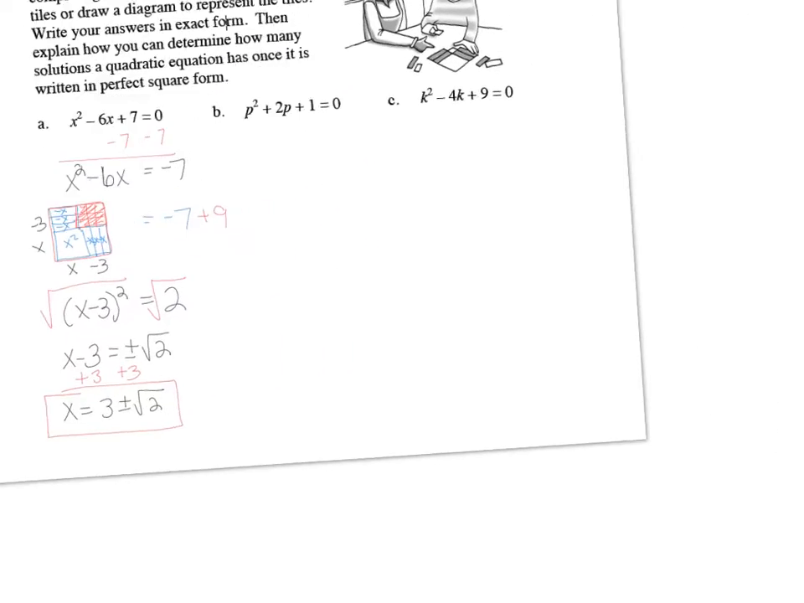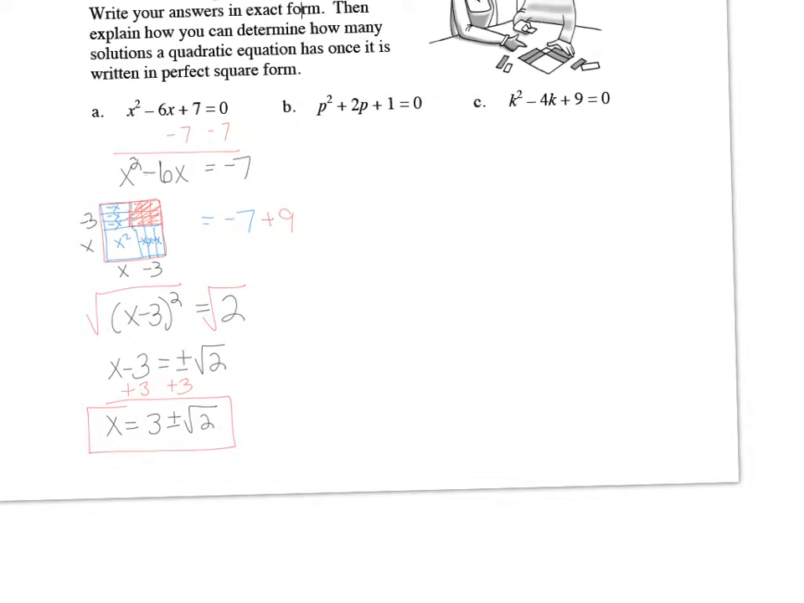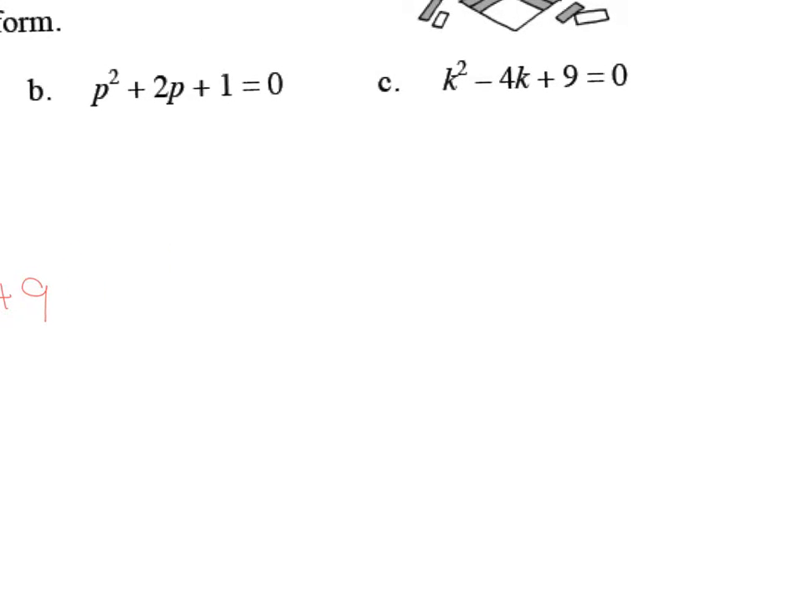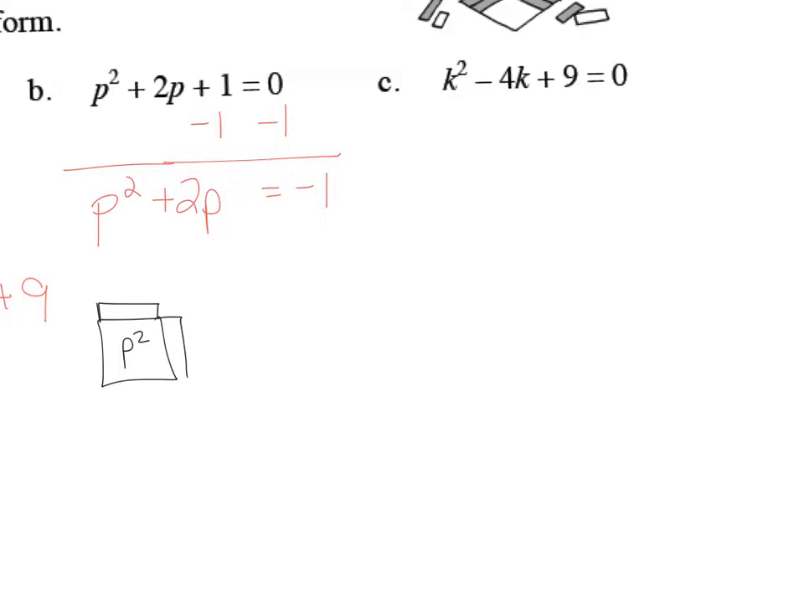The next one, let me just make it bigger and scroll over. Okay. The next one, we're going to take away 1 from both sides. And we get p squared plus 2p equals negative 1. If we draw our algebra tiles, we'll have a p squared here. And then we have to break up the 2 p's into 1 each on either side. And this is equal to negative 1.